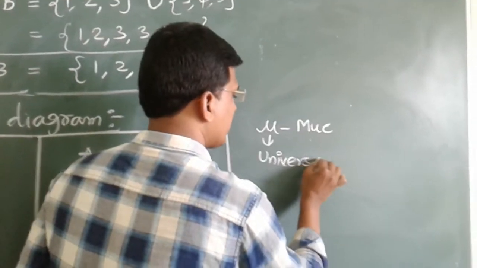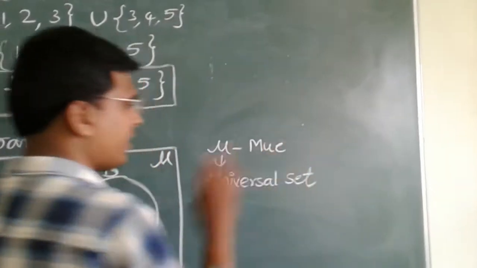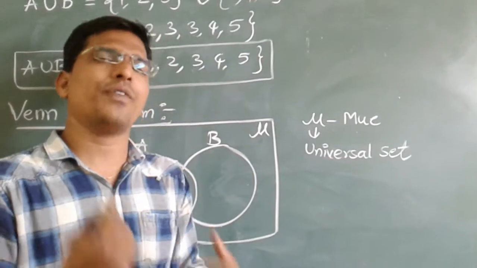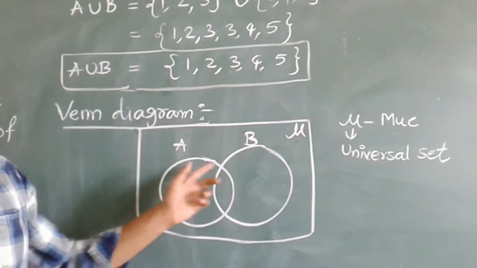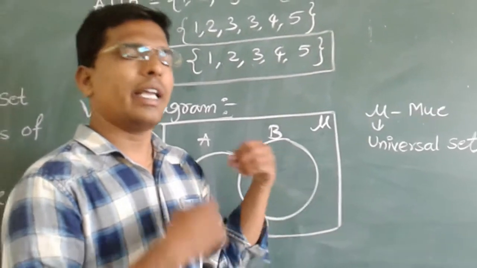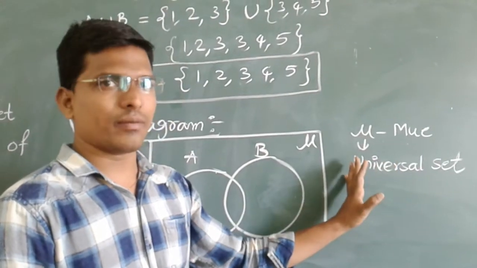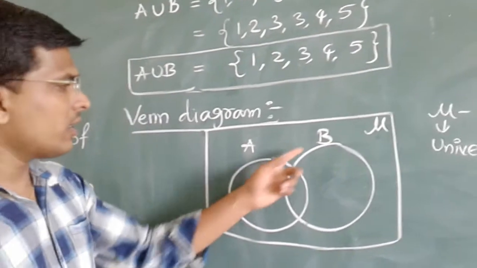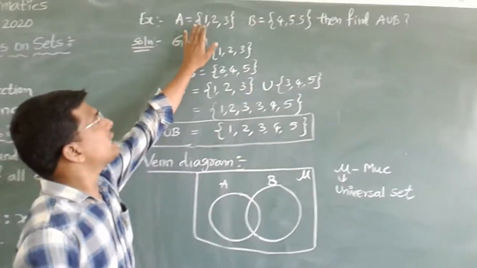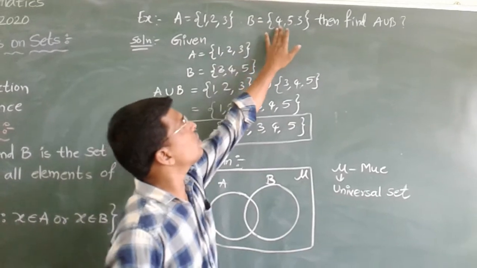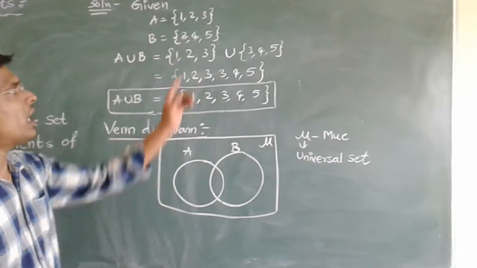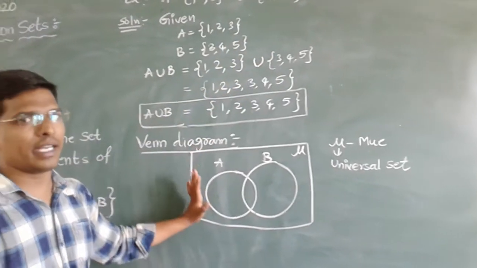In a universal set we have anything and everything. In this set we have all the numbers, all the alphabets, everything: not only 1, 2, 3, 4, 5, but every number, natural numbers, whole numbers, integers, real numbers. Universal set means everything. Here this is set A, this is set B. They will ask: set A is equal to {1, 2, 3}, set B is equal to {3, 4, 5}, represent it in a Venn diagram. We have to show A union B in the Venn diagram.